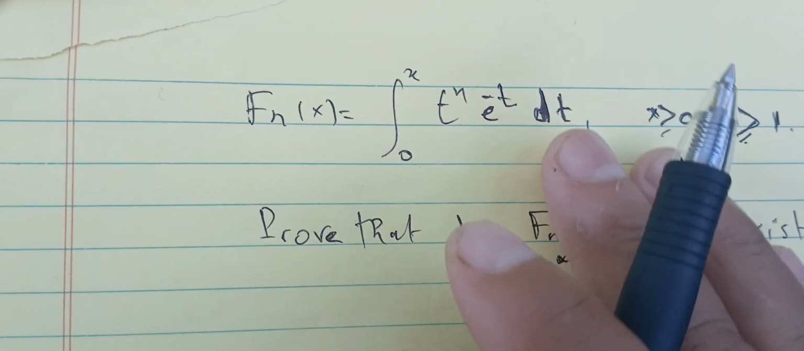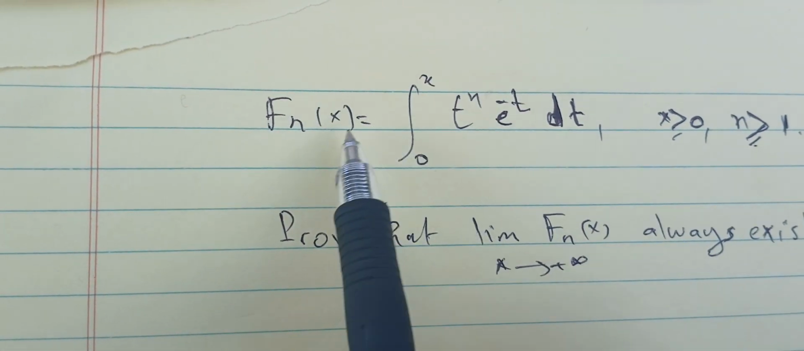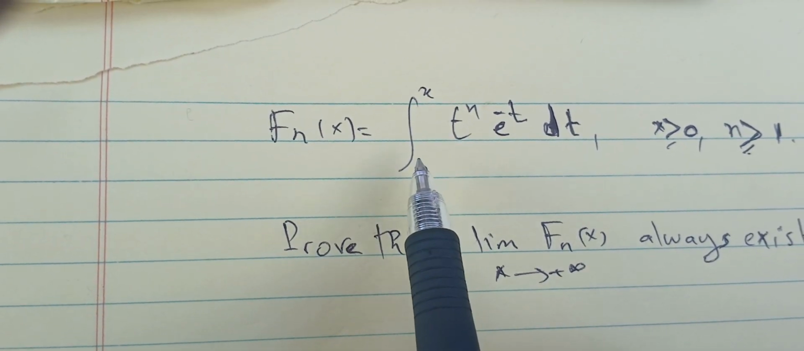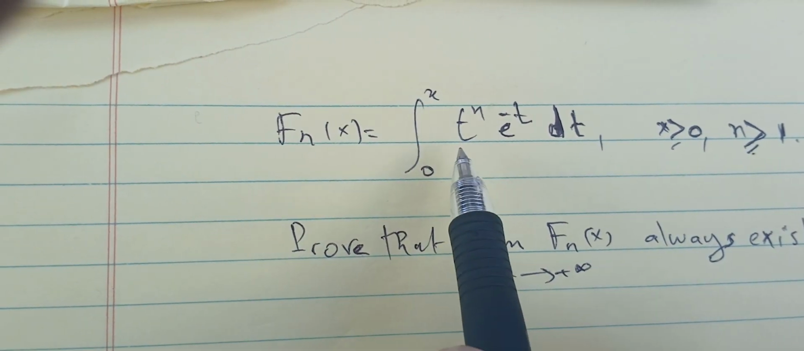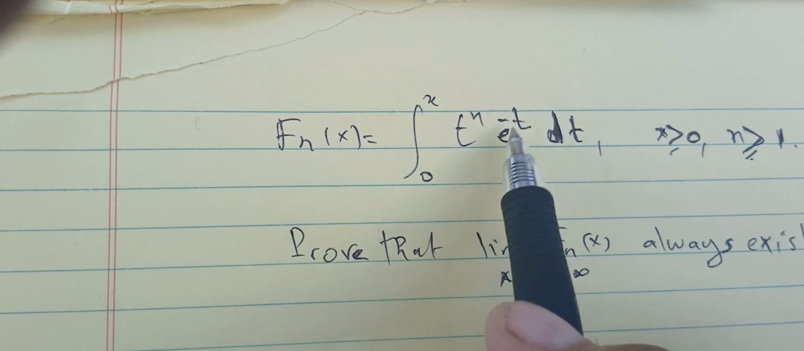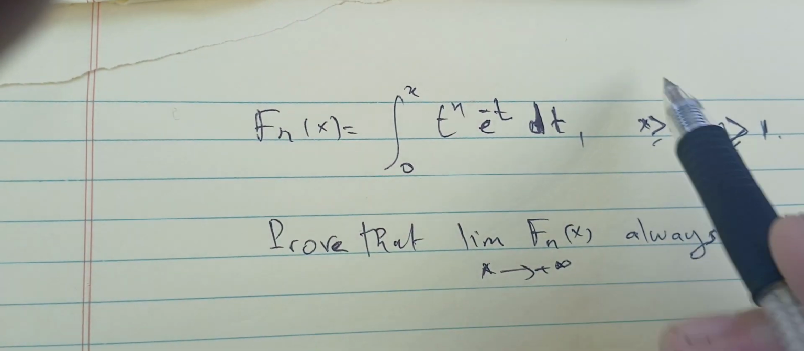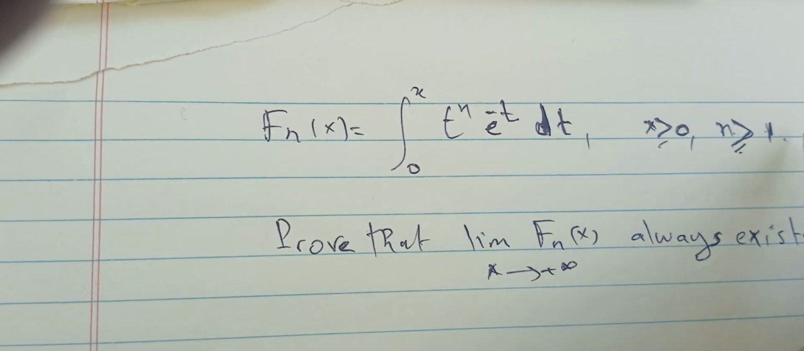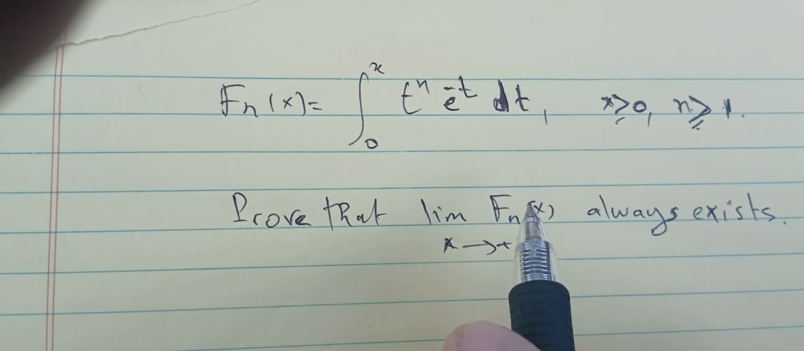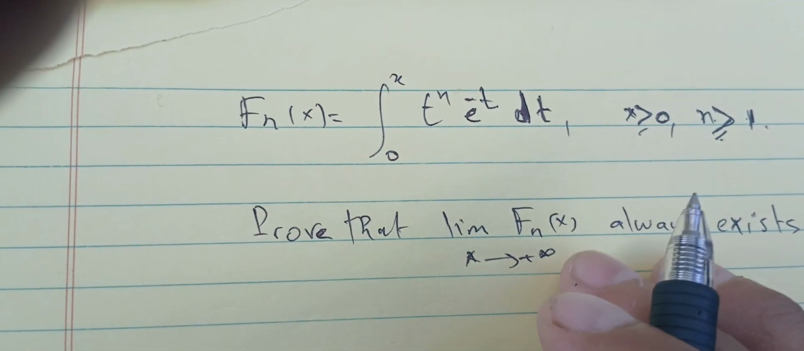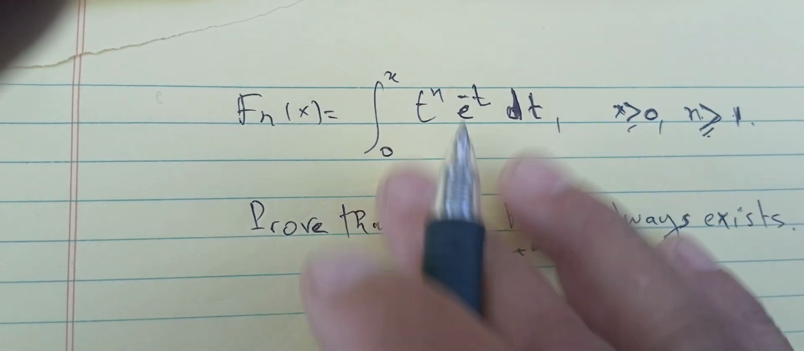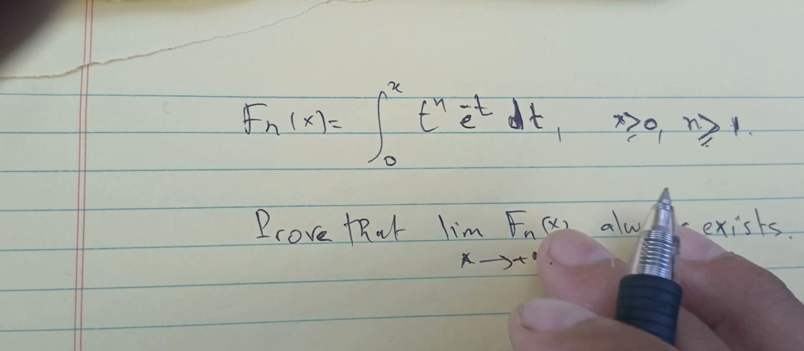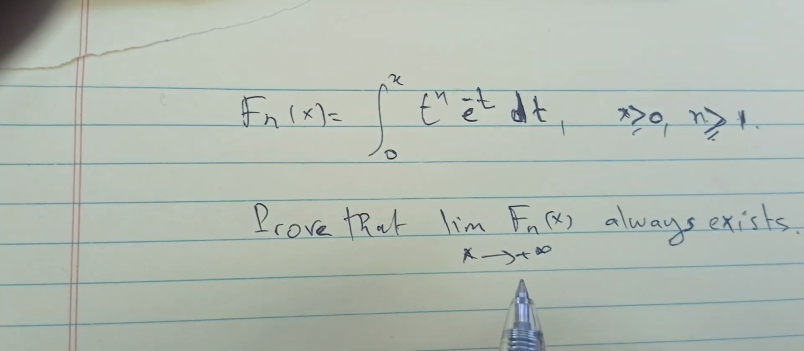Let's work the following problem. We have this integral that's defined by f_n(x) = the integral between 0 and x of t to the power n e to minus t dt. Here x is bigger than 0 and n is greater or equal than 1. The aim here is to prove that the limit of f_n(x) exists as x goes to infinity.